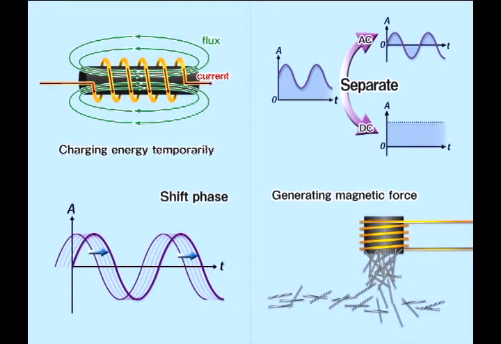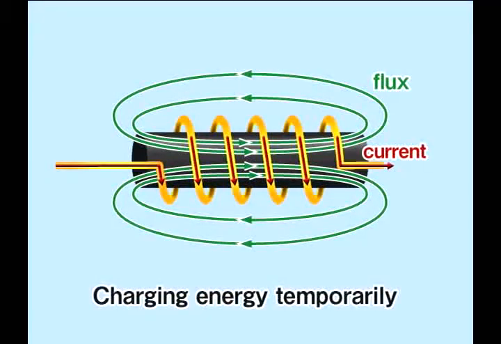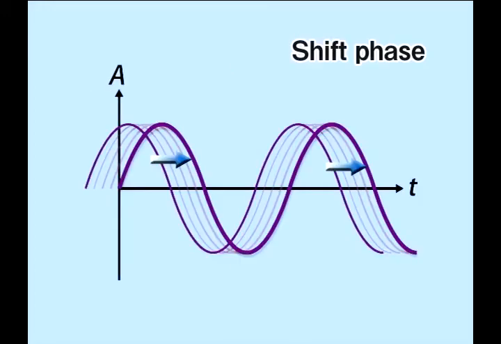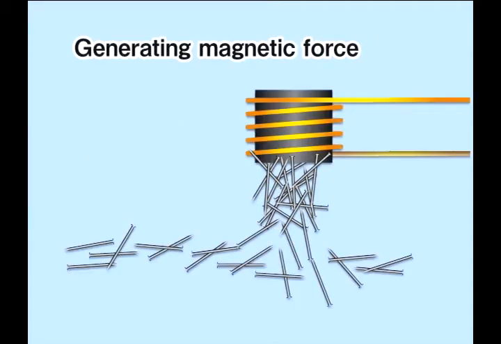Functions of the inductor include temporary storage of energy, AC and DC separation and selection, phase shift between voltage and current, and magnetic field generation.